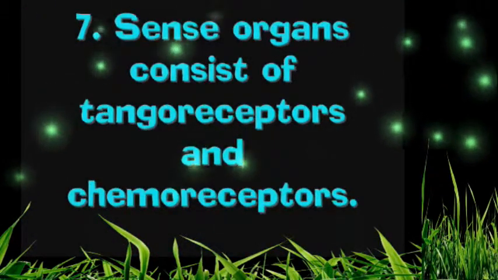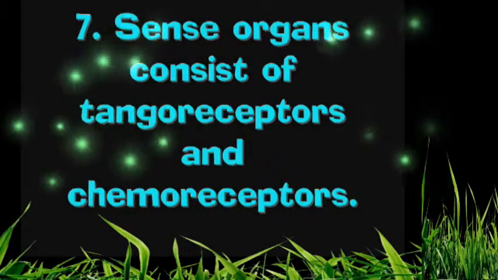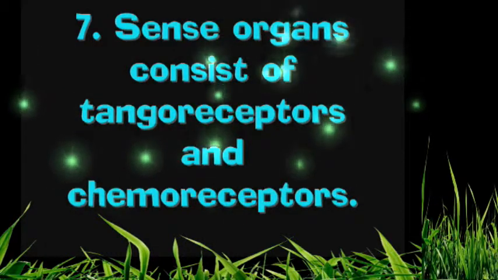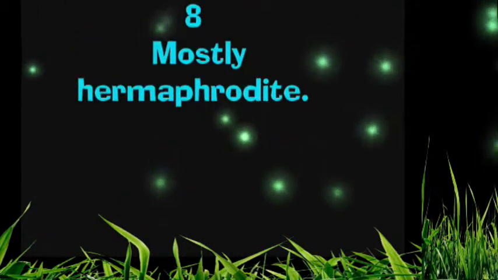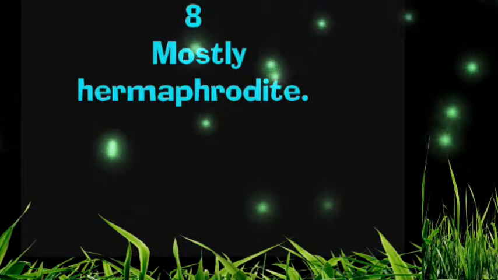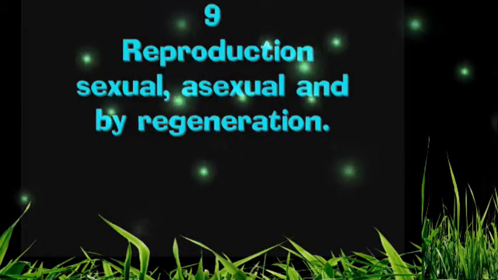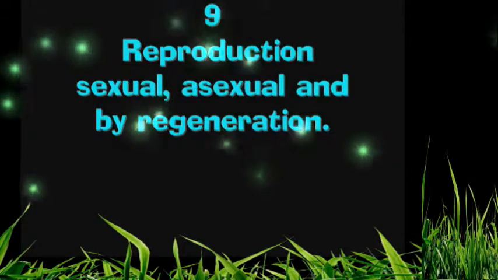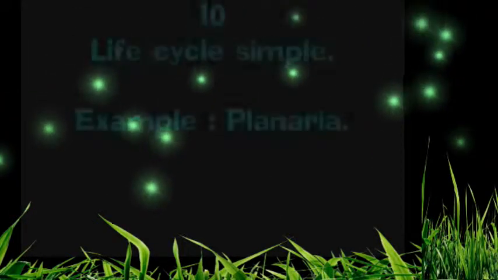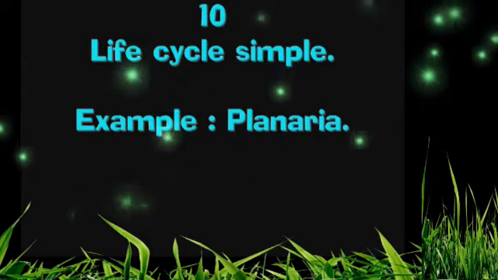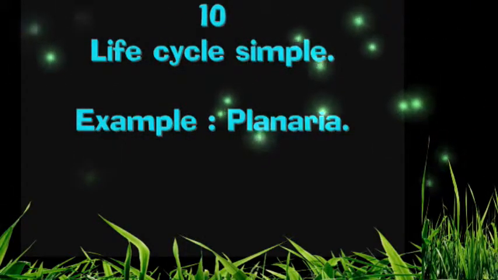7. Sense organs consist of tangoreceptors and chemoreceptors. 8. Mostly hermaphrodite. 9. Reproduction sexual, asexual and by regeneration. 10. Life cycle simple. Example, planaria.